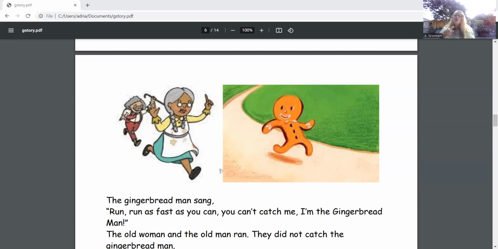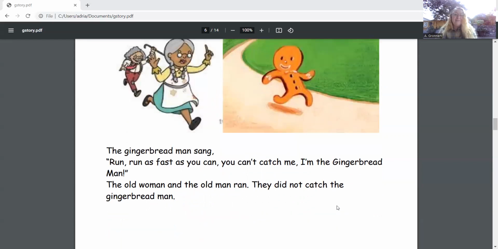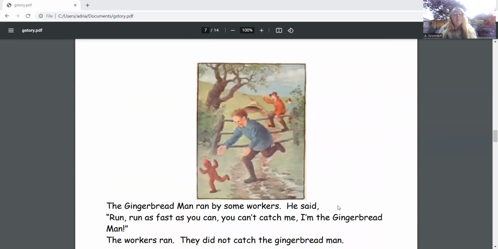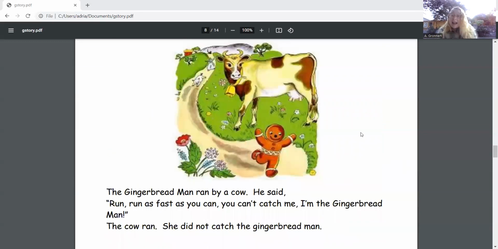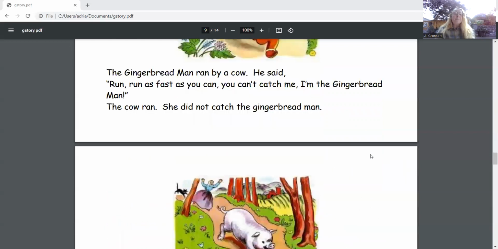I noticed that the gingerbread man is running down a path. Do you see that? That would be very important to mark where the gingerbread man runs with some sort of a path. I'll have to think about that when I make my picture. Oh my goodness, there he goes. He goes by the workers and then he goes by a cow and look, he's still on that path.